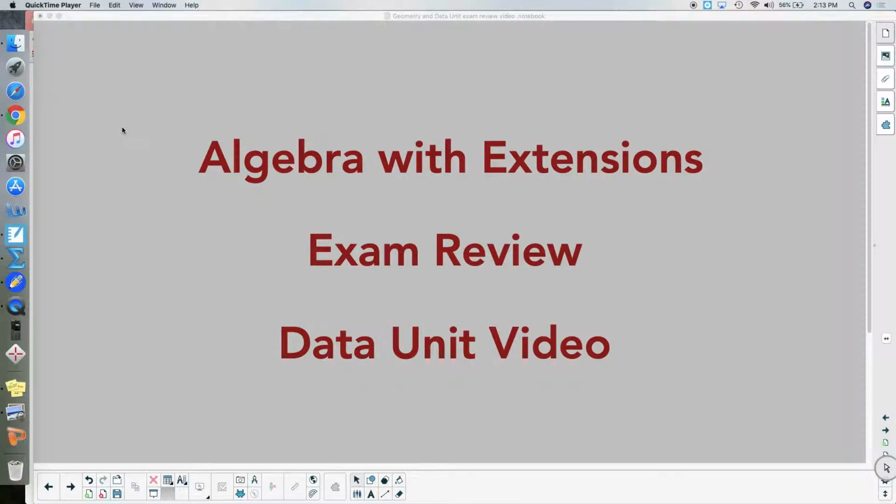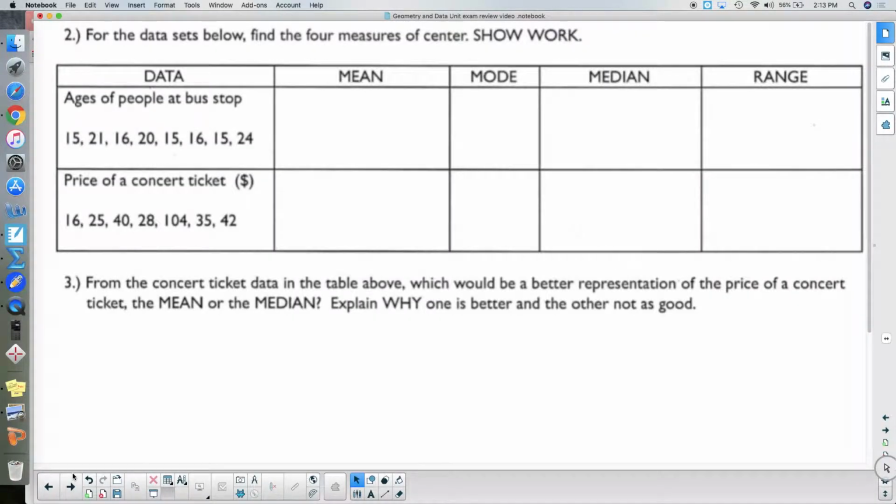This is the exam review video for the data unit. So in the data unit, you did a lot of different representations of data and you have notes and things in there. So in number 2, they asked you to find the 4 measures of center, the mean, the median, the mode, and the range. So we'll look at the concert ticket example, number 16.